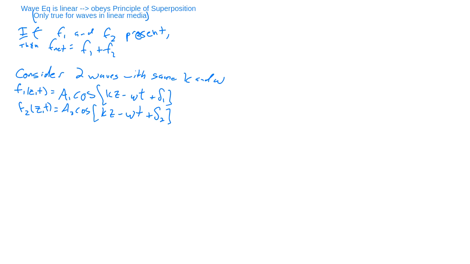How would you go about adding these things together? Yeah. Harry. So mathematically, you could just say F equals A1 cosine of KZ minus omega t plus delta 1, and then plus A2 cosine KZ minus omega t plus delta 2. Although I don't know if that would be any help in actually visualizing what's going on.